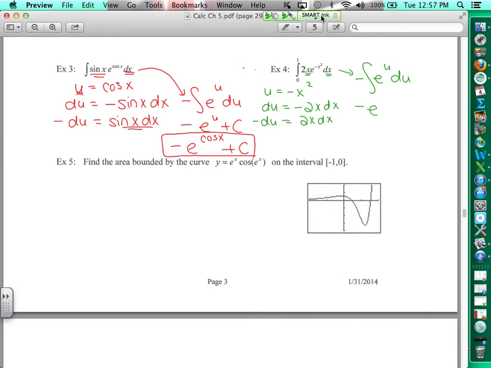E to the u integrates to e to the u. No plus c this time because we have bounds for integration. Let's take out the u and replace it with what it's equal to in terms of x. And then we'll plug in those bounds from 0 to 1. So if I plug in the upper bound, I have negative e to the negative 1 squared, minus, if I plug in the lower bound, negative e to the negative 0 squared. So let's see, I have negative e to the negative 1 minus a negative e to the 0. Well, e to the 0 is equal to 1, so it's minus negative 1, which is plus 1.